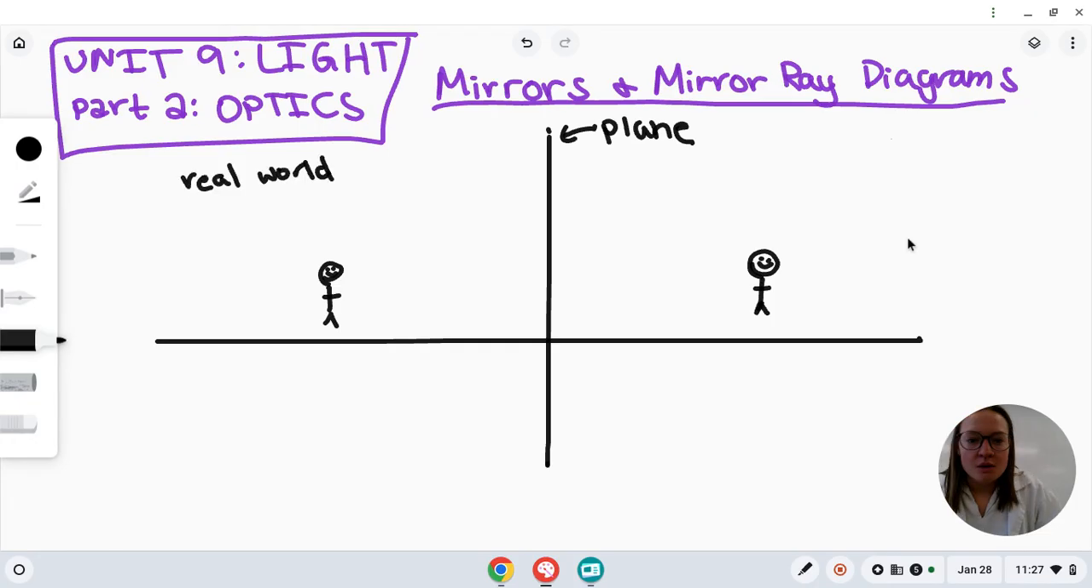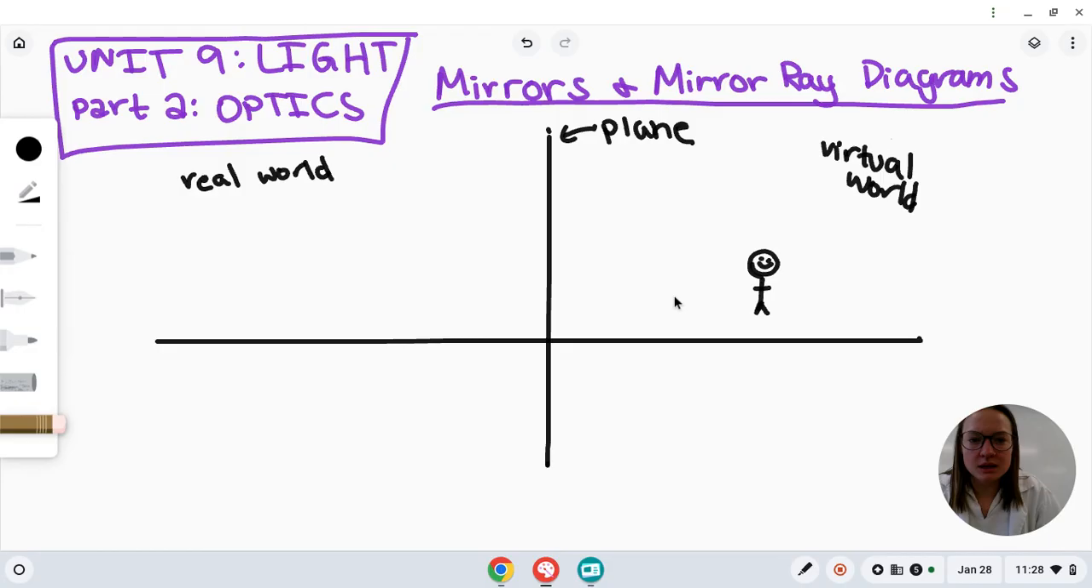We call this side of the mirror, back where you see yourself as being, but you're not actually there, the virtual world. This line that's dividing is like a side view of your bathroom mirror. Now we're going to draw a little diagram to show how mirrors actually work.